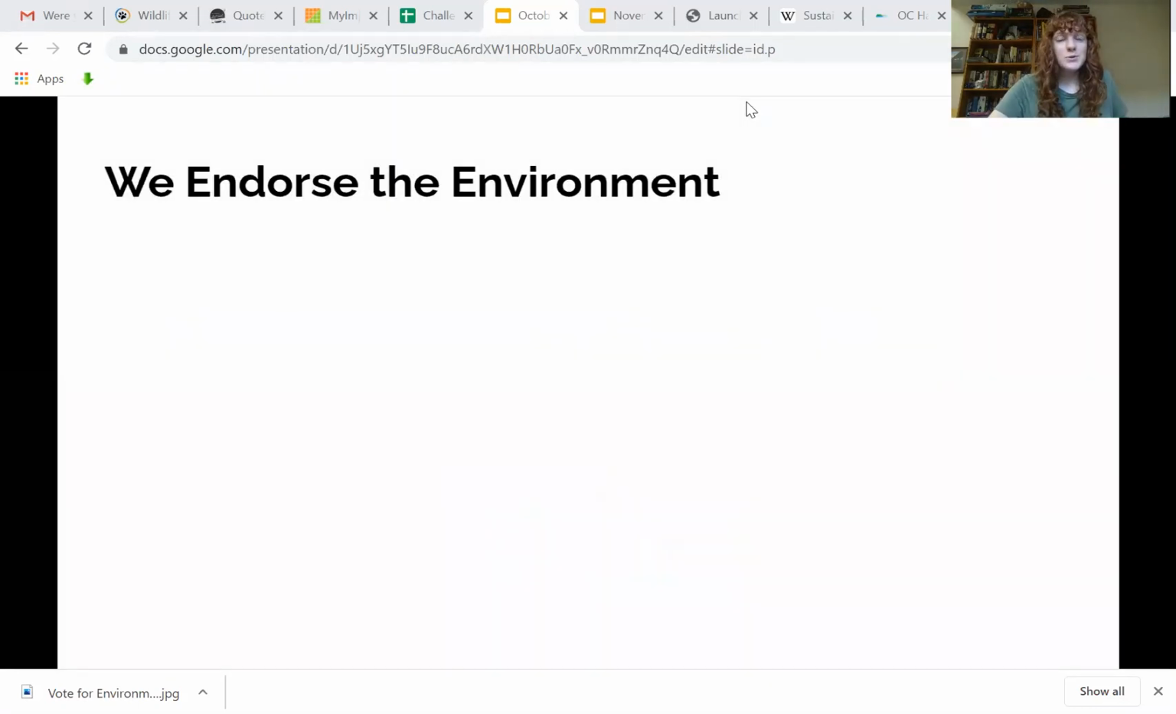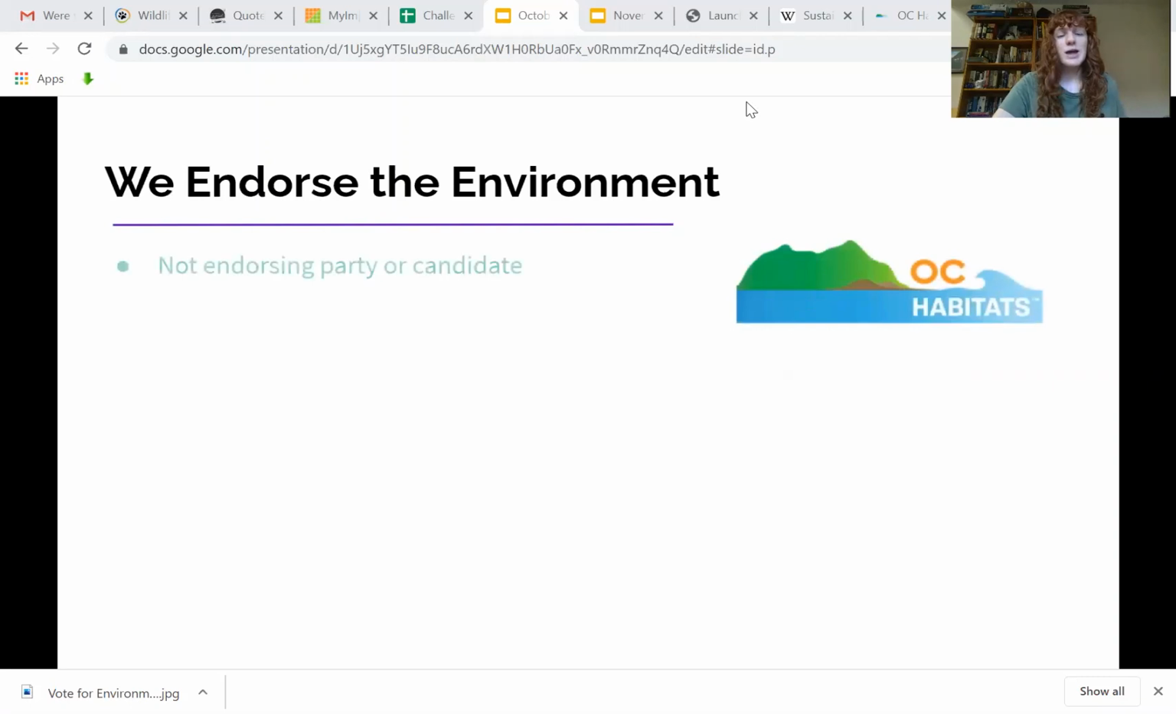So before we start, we just want to say that we are here to endorse the environment. We don't want to endorse any particular candidate or any party. We're not going to be talking politics.